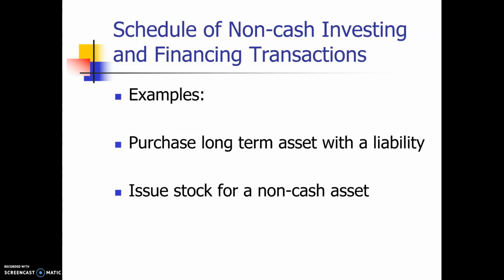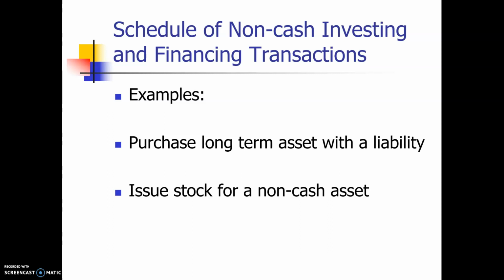So some examples of non-cash investing and financing transactions. If we buy a long-term asset with a liability, so get a building with a mortgage, right? Buying a building, that's an investing activity. Borrowing money with a mortgage, that's a financing activity. But we can't show that under the cash flow section because cash wasn't involved. So that's why it's a non-cash investing and financing transaction.